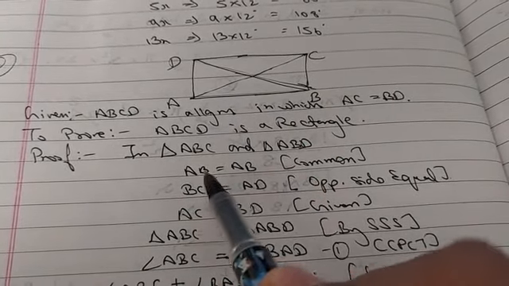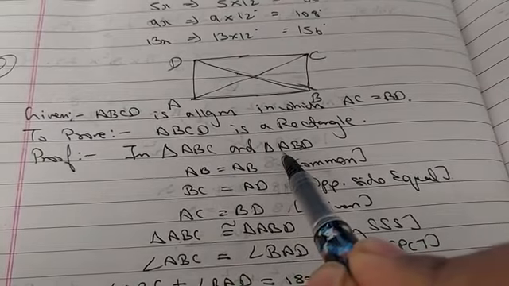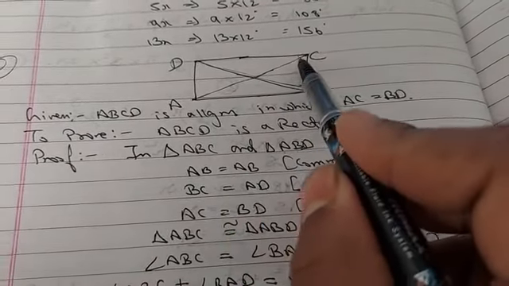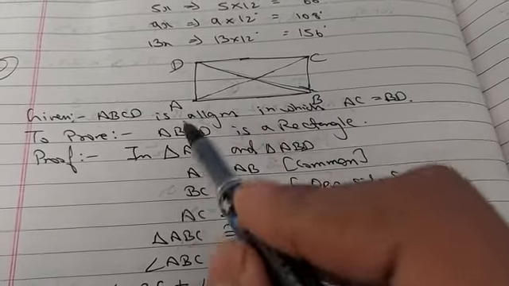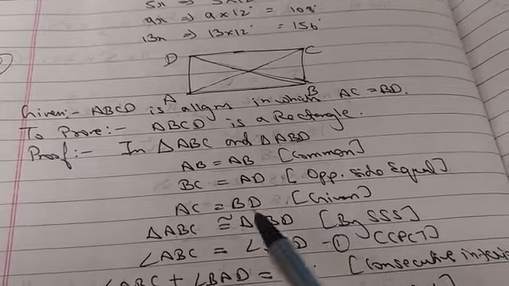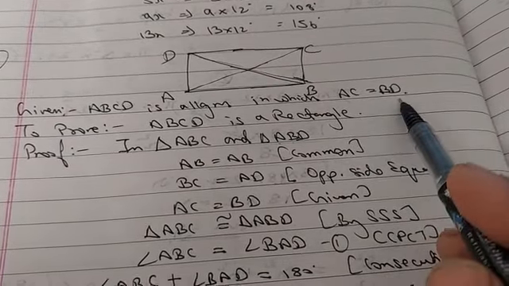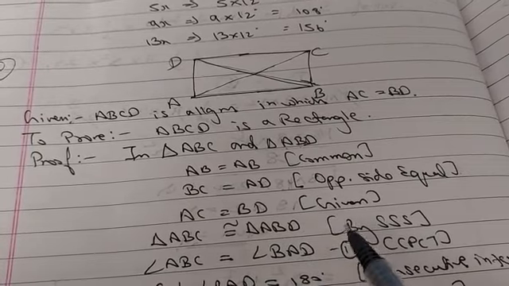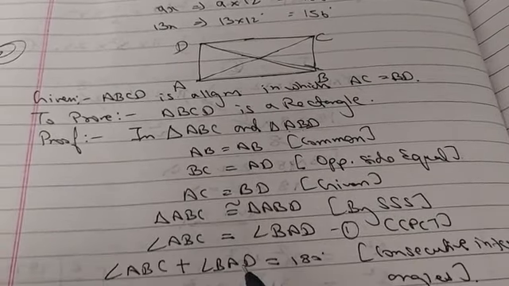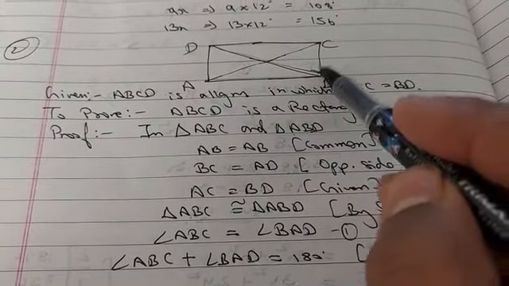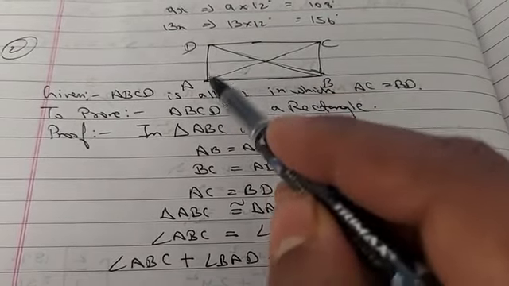Now AB equals AB. AB will come here also and here also, if you note it down. BC equals AD. This one, BC and AD, they both are equal because it is a parallelogram and opposite sides are equal, we all know. And AC equals BD is already given in the question. It means both the triangles are congruent by SSS. And we can say angle ABC equals angle BAD.